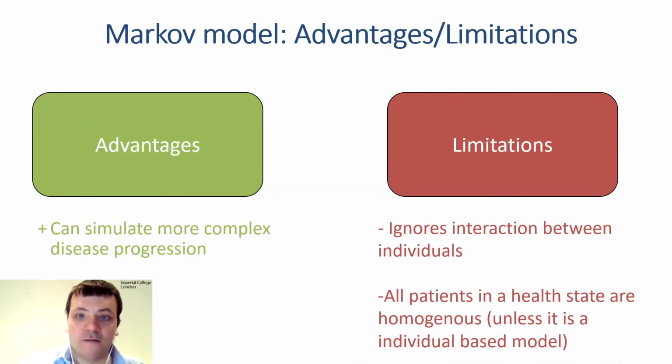Now, an advantage of Markov models is that they can simulate more complex disease progression and account for things like reoccurrence and remission much more easily than a decision tree model. However, like decision tree models, these are a type of static model that do not account for the interaction between individuals or populations. Also, when you're using an aggregate level model, these models assume that all the individuals within a particular health state are homogeneous. They're the same, regardless of their past or how long they've actually been in that state. They have the same model parameters. It is possible to address this by using an individual-based model, and this is outlined more in the further reading.